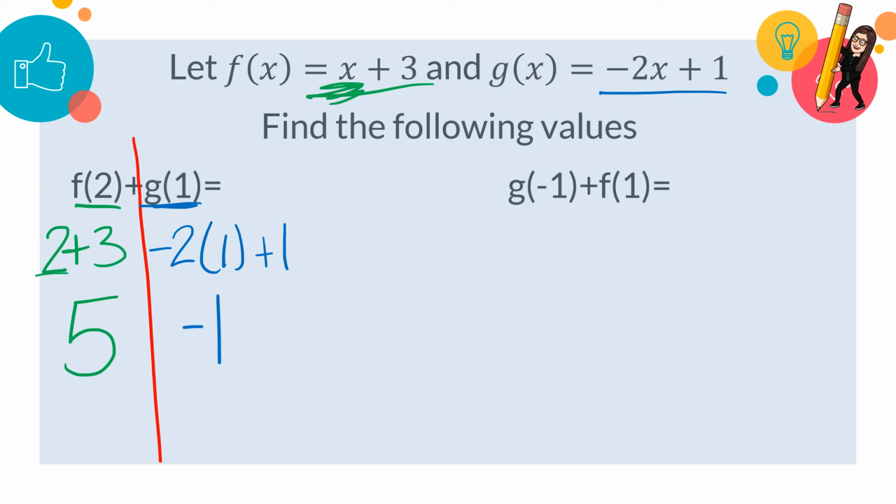So what's different on this problem? There was a plus sign in the middle of our rules. So in the end, we're going to add them together. 5 plus negative 1 is 4.